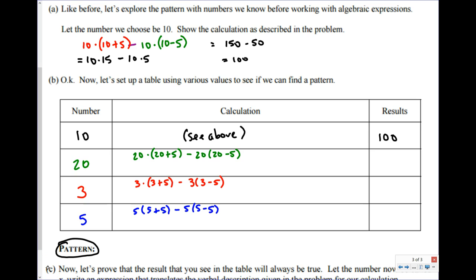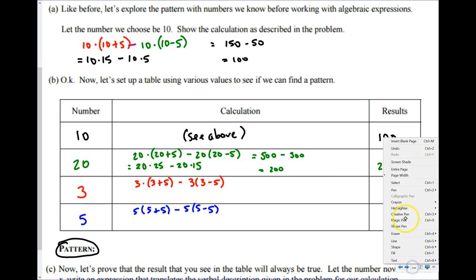Okay, I've plugged in my numbers into my formula up here. Now I'm going to simplify. I have 20 times 25 minus 20 times 15. This is going to give me, again, I'm using a calculator, so I hope you are too. This is going to give me 500 minus 300. That's going to give me 200.